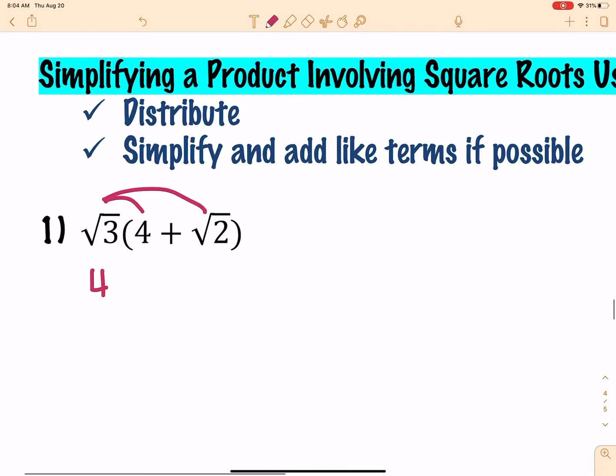So this would be 4 rad 3, because you have an inside and outside number. Square root of 3 times square root of 2 is 6. And we cannot add those together because they're different numbers on the inside of the radical.